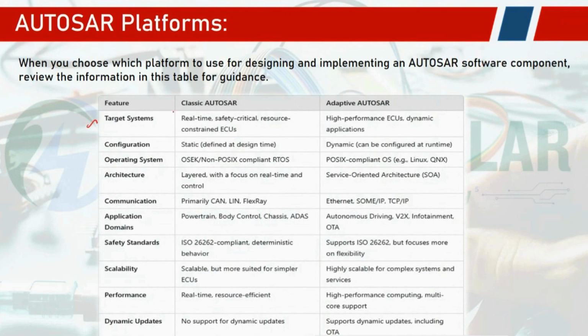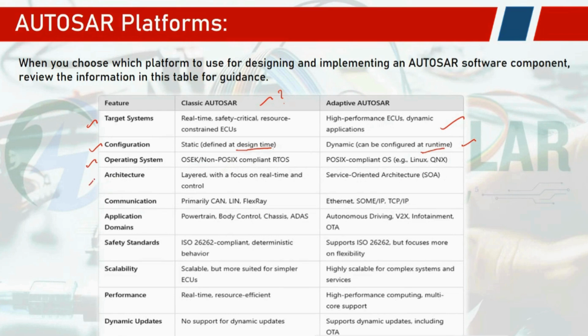Based upon the target system, we choose. Where there are real-time, safety-critical, or resource-constrained requirements, Classic Autosar can be chosen. And if it is high performance, we choose Adaptive Autosar. The configuration in Classic is a static configuration, and Adaptive is dynamic, which can be configured at runtime. For Classic, we need to configure only at the design phase. And for the OS, Classic uses OSEK, and Adaptive uses POSIX components. So they have different OS platforms for the Classic and Adaptive.